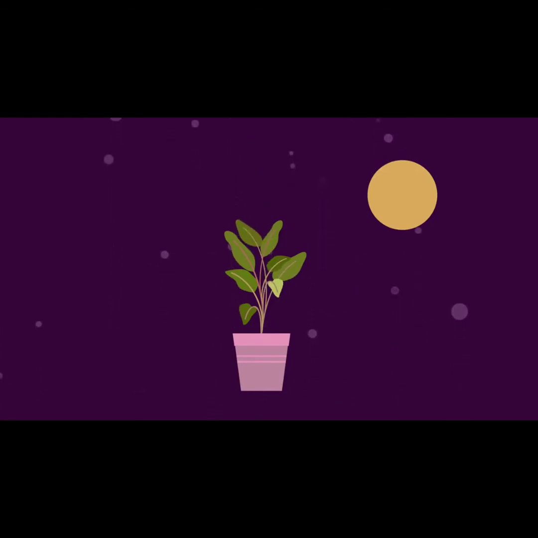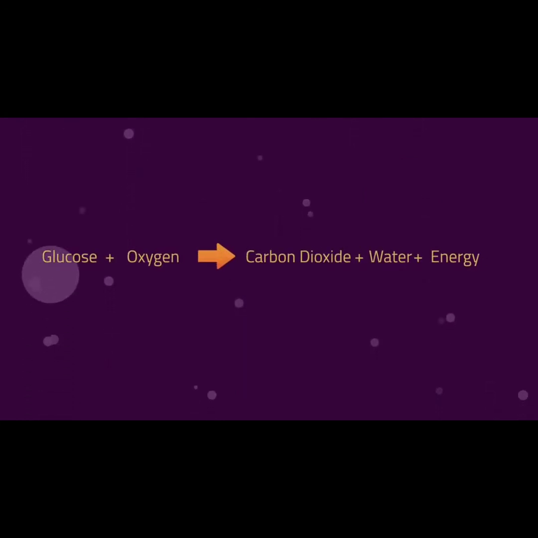Plants respire throughout the day and night, as do animals. But they only photosynthesize during the day when there is light available. So this is how aerobic, or with air, respiration works. You just need to remember that glucose is broken down in the presence of oxygen to release carbon dioxide, water, and energy.